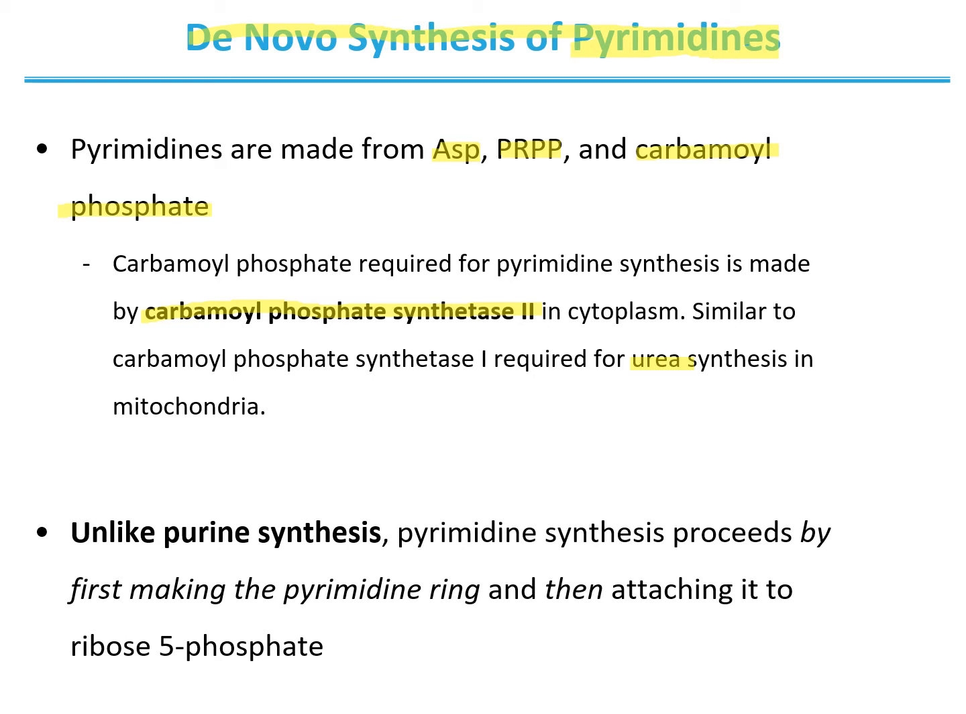Now there is an important point of difference between the purine and pyrimidine synthesis. So unlike the purine synthesis, pyrimidine synthesis proceeds by first making the pyrimidine ring and then attaching it to the ribose sugar. Whereas we just discussed the purine synthesis. In the purine synthesis, we first attach the sugar, and the purine ring was made at the end of 11 reactions. But for pyrimidine synthesis, we make the ring first and then the reactions continue, and eventually we add up the sugar to it.